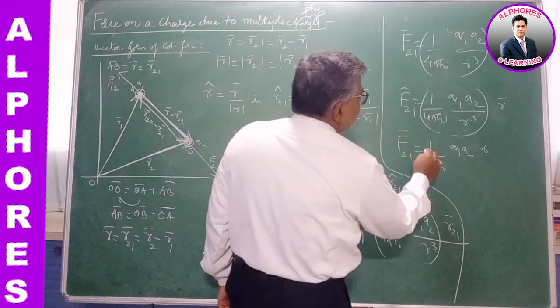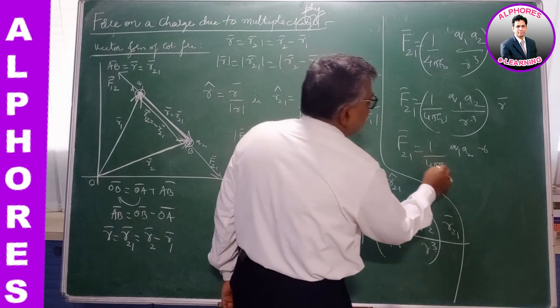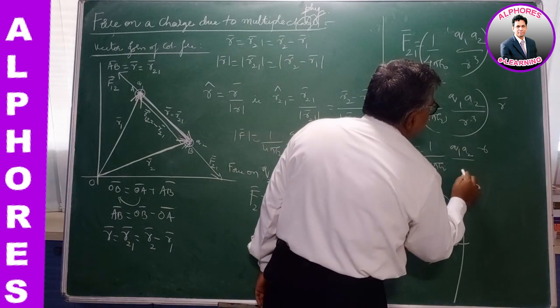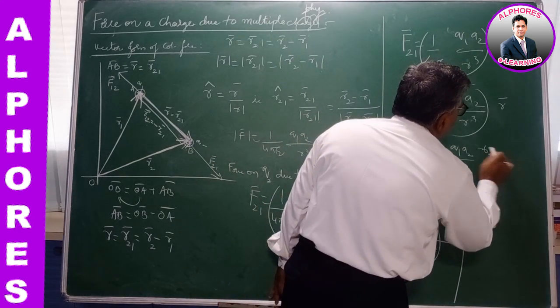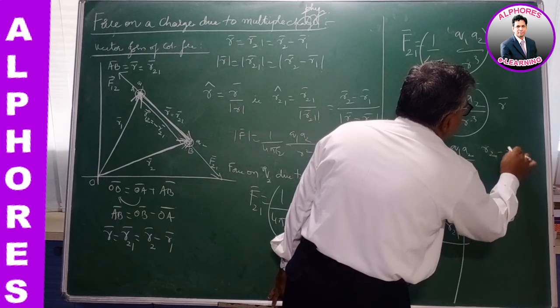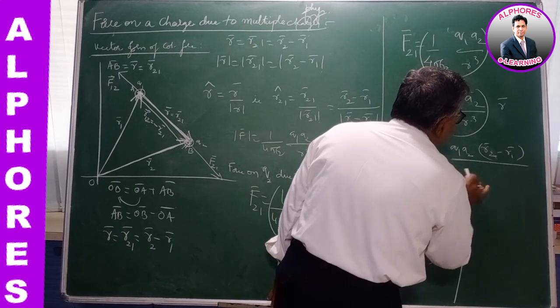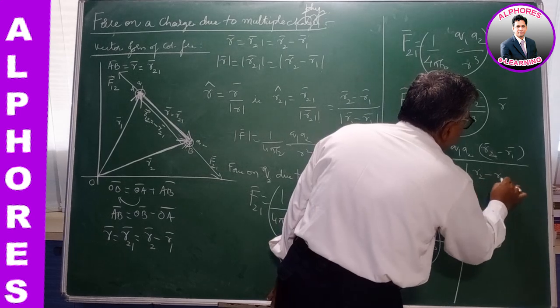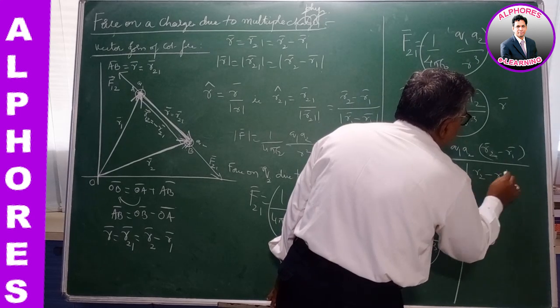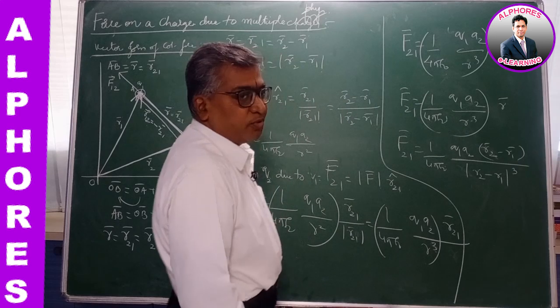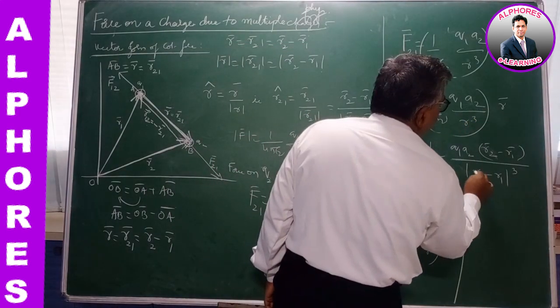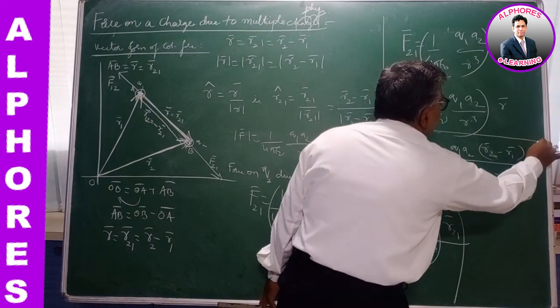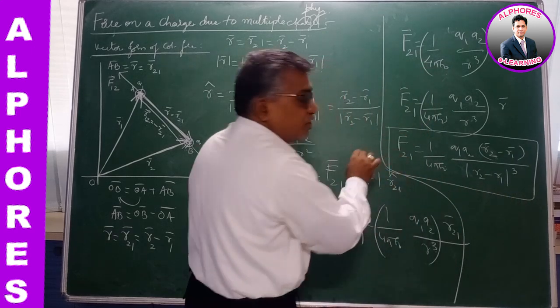So force F21, the force on the second due to the first, is 1 by 4 pi epsilon naught Q1 Q2 by R square times, with numerator R2 bar minus R1 bar, and denominator mod of R2 minus R1 whole cube. So therefore it is mod R cube. This is the force acting on the second due to the first.